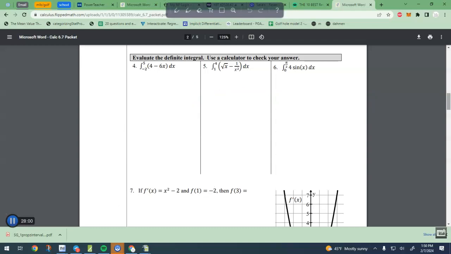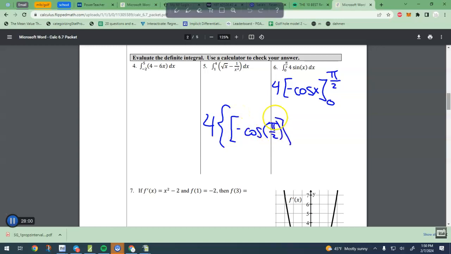6. I'm going to use that rule that says I can factor out the 4. What's the integral sign? Negative cos. And then I've got 5 or 2 and 0. So I got to do 4 times, I just need like the triple parentheses. So 4 times negative cosine of 5 or 2 minus negative cosine of 0.